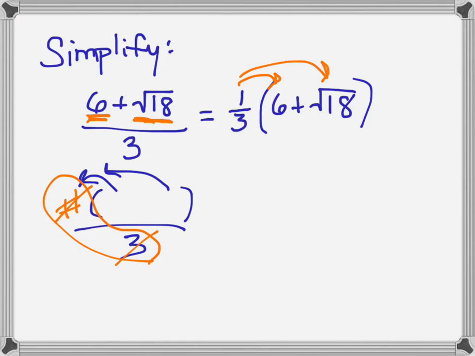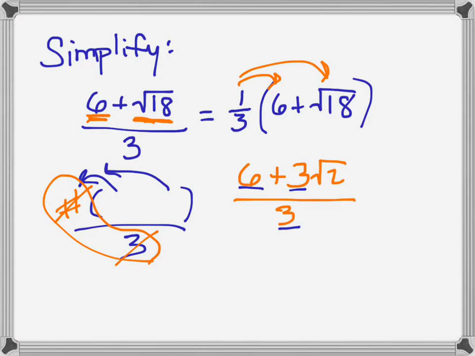Alright, so let's go ahead and see if we can do anything with this problem. I have a 6 plus square root of 18. I know that 18 is 9 times 2, and the square root of 9 is 3. That leaves me with the square root of 2. Okay? And now it looks like I am going to be able to do something with this, because 6, 3, and 3 can all be divided by 3.